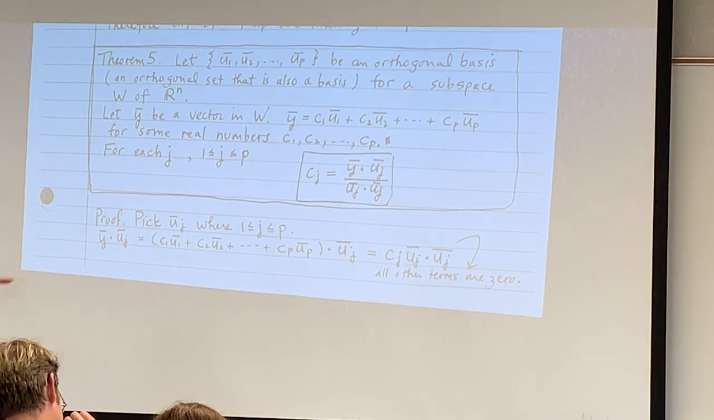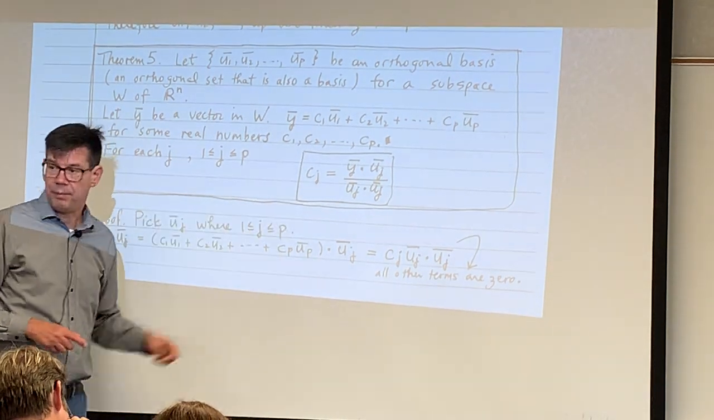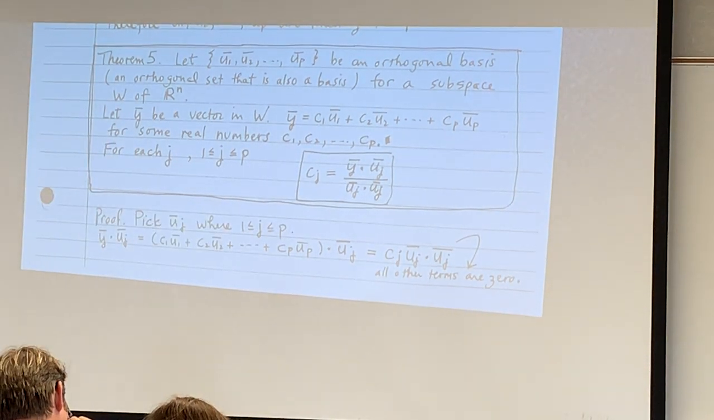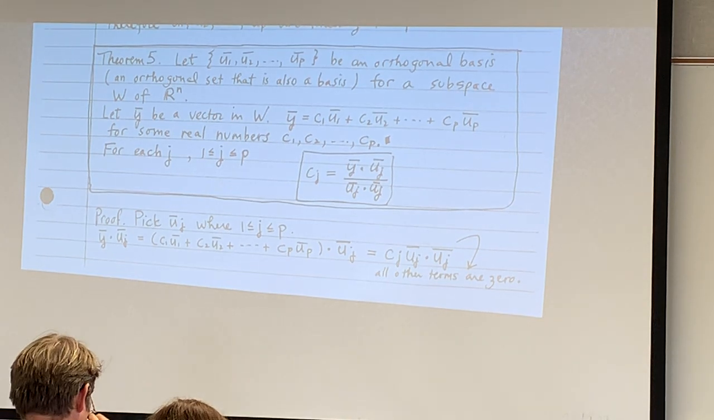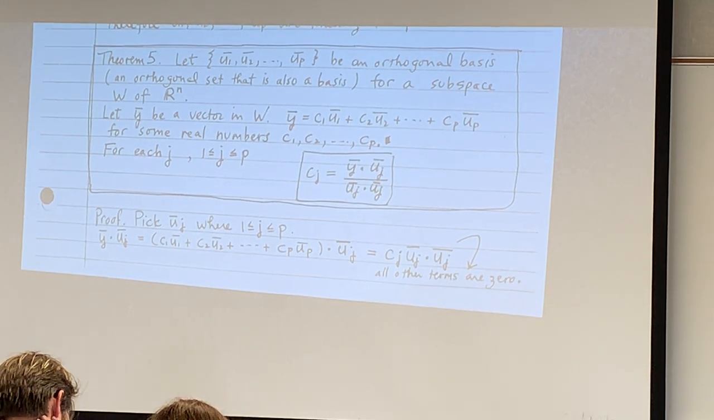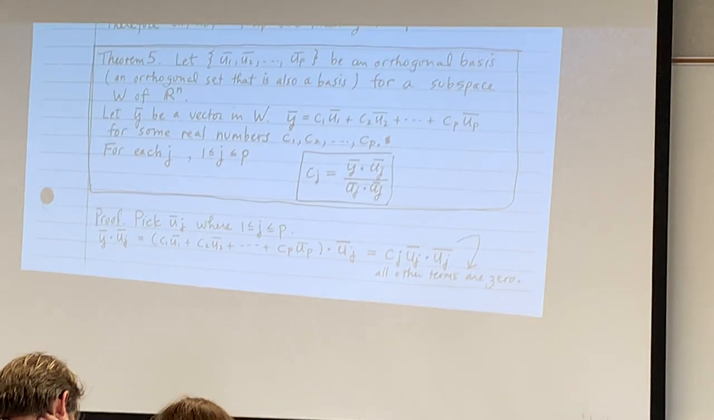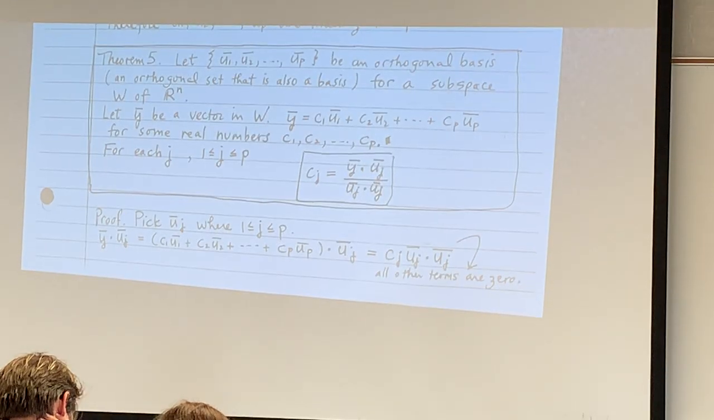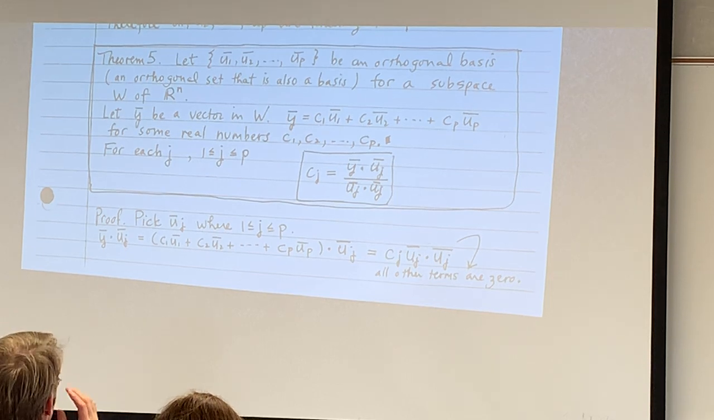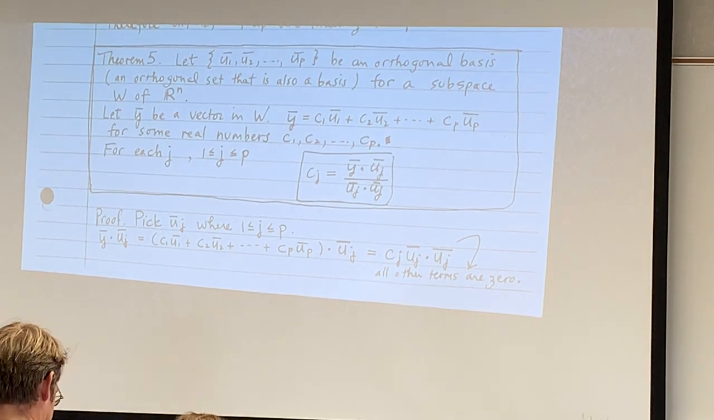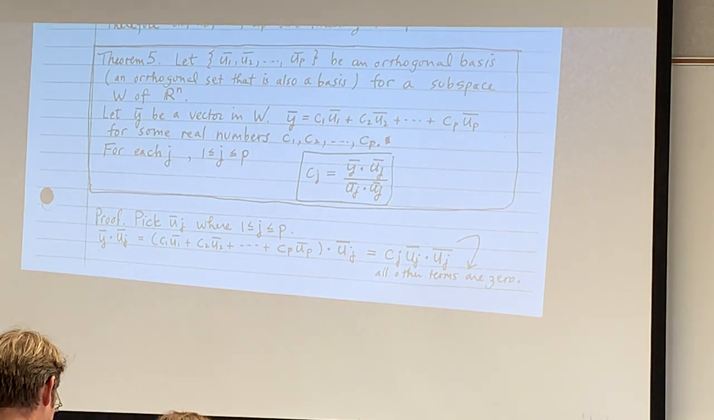Okay, now what's coming up in this box is something we're going to use probably more than just about anything else in the rest of this chapter. This is our first instance of this funny-looking formula. So theorem 5: let U1 through UP be an orthogonal basis for a subspace W of Rn. So we're in Rn. We don't know what dimension. We have a subspace of Rn, so it's not all of Rn.